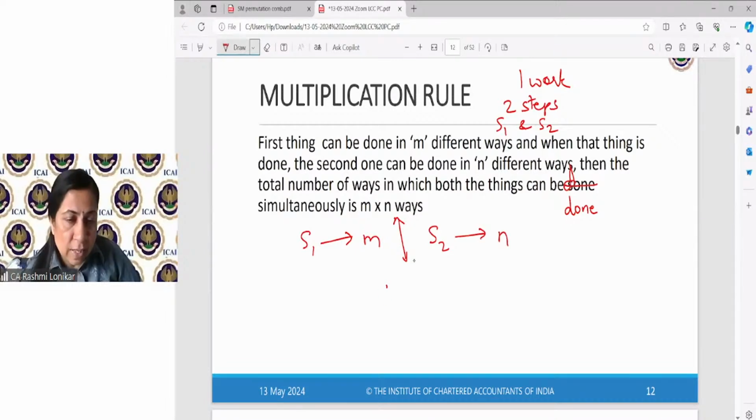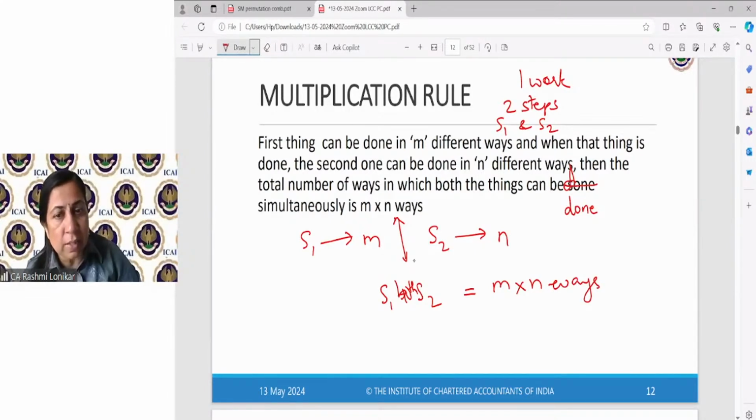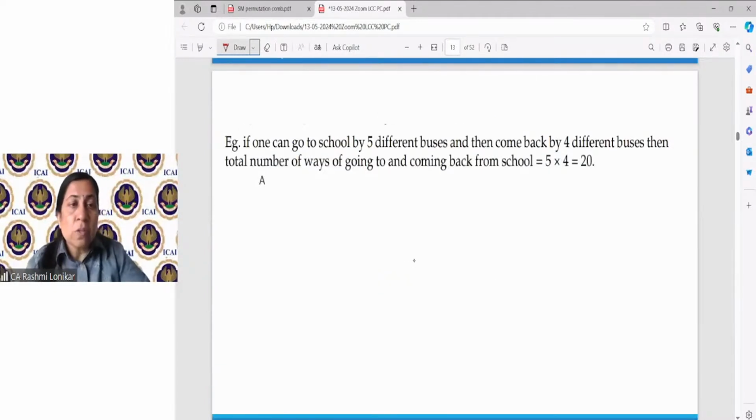So when will I say that my S1 plus S2 is done? When both S1 and S2 are done. S1 can be done in m different ways. In how many ways can S1 and S2 both be done? It is m into n ways. I will be taking an example. Don't worry. So if one goes to school by 5 different buses.